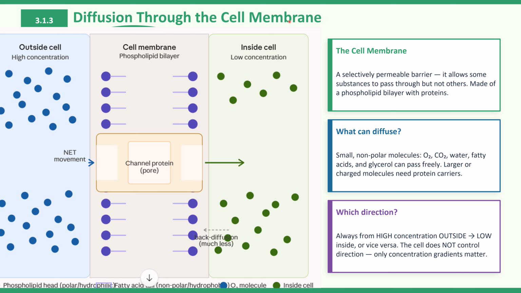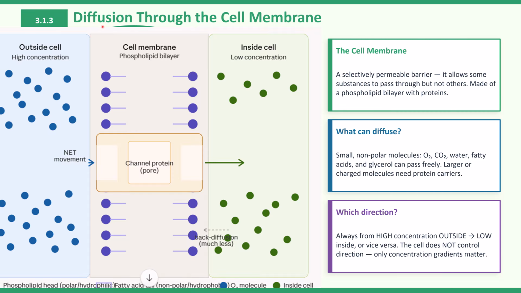Think of it as a selectively permeable barrier. It's primarily made of a phospholipid bilayer, which you can see here in purple. It consists of polar hydrophilic heads on the outside and non-polar hydrophobic fatty acid tails on the inside. Because of this unique structure, the membrane does not just let anything through, it's very picky.